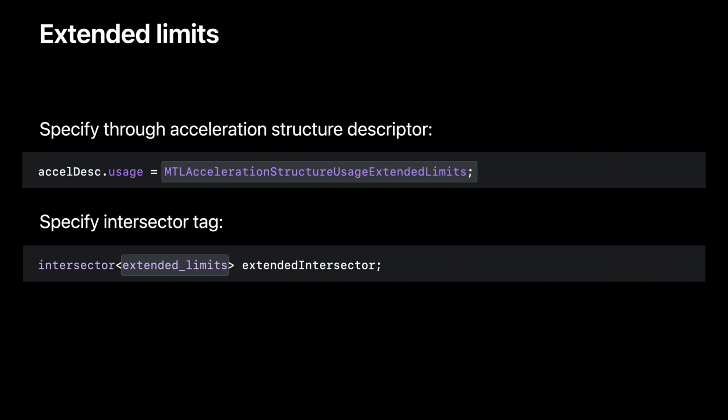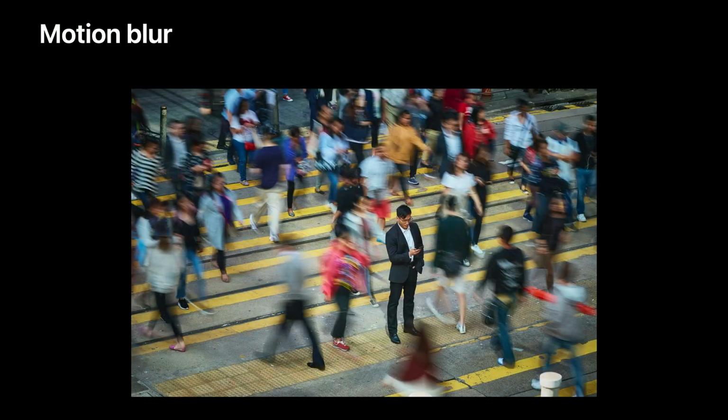Next, let's talk about motion. In computer graphics, we often assume that the camera exposure is instantaneous. However, in real life, the camera exposure lasts for a non-zero period of time. If an object moves relative to the camera during that time, it will appear blurred in the image.